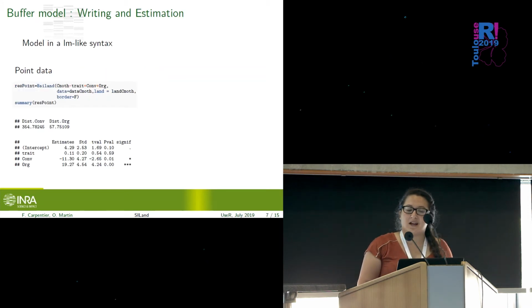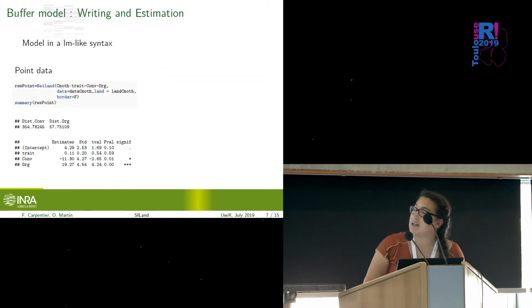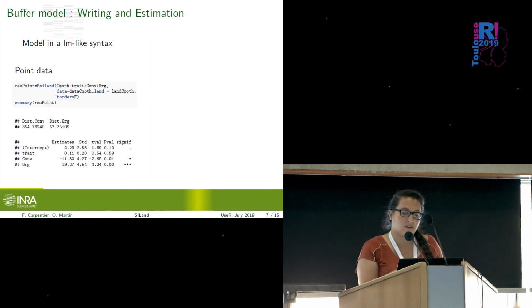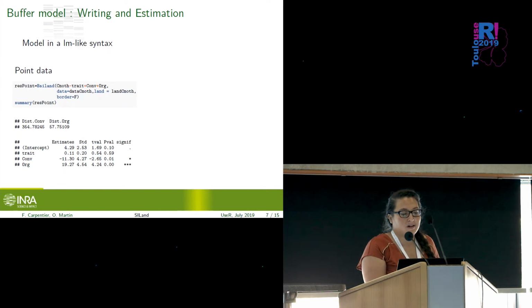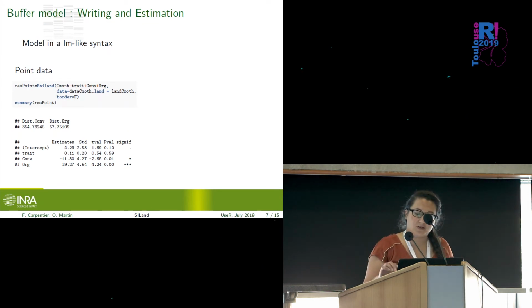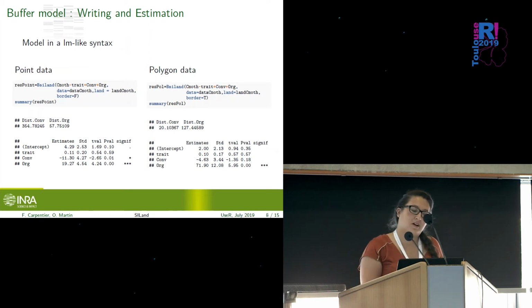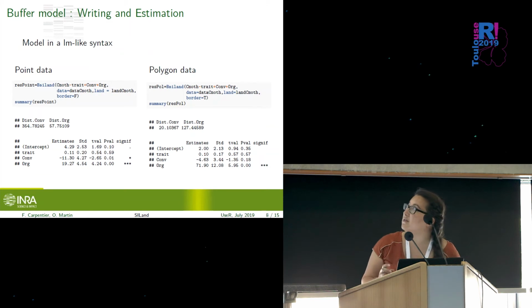And then to estimate the landscape influence, you can write the model in an LM-like syntax and add the results using the summary function. There you can see we have a negative significant effect of the first landscape influence, I don't have a pointer, but at large scale, and a positive significant effect for the second variable.